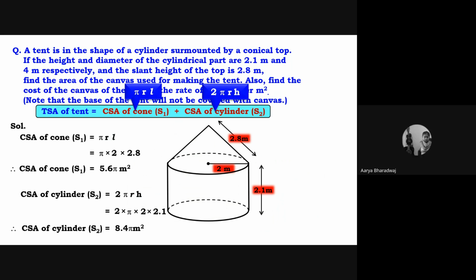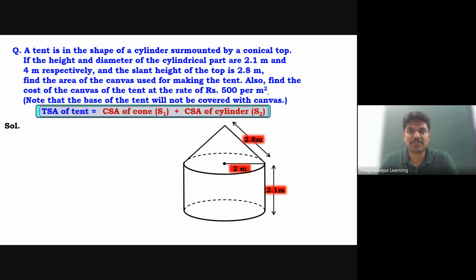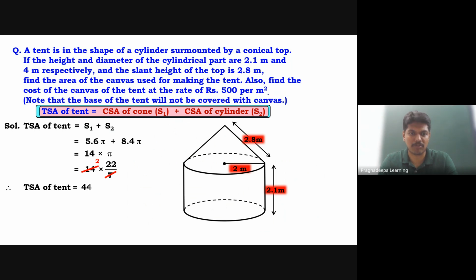I hope none of you requires me to explain how you got 5.6 pi or 8.4 pi. So just add that, S1 plus S2, which is 5.6 plus 8.4 gives you 14 pi. So 14 into 22 by 7 gives you 44 meters squared as the total area required.